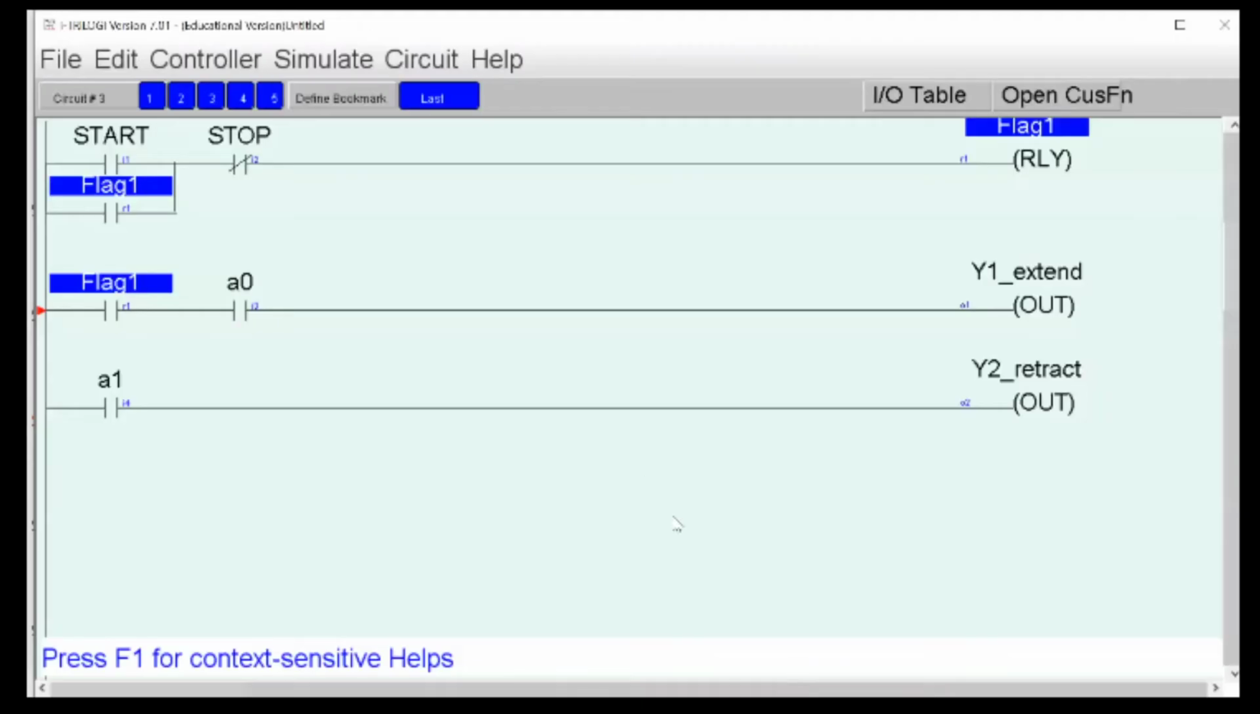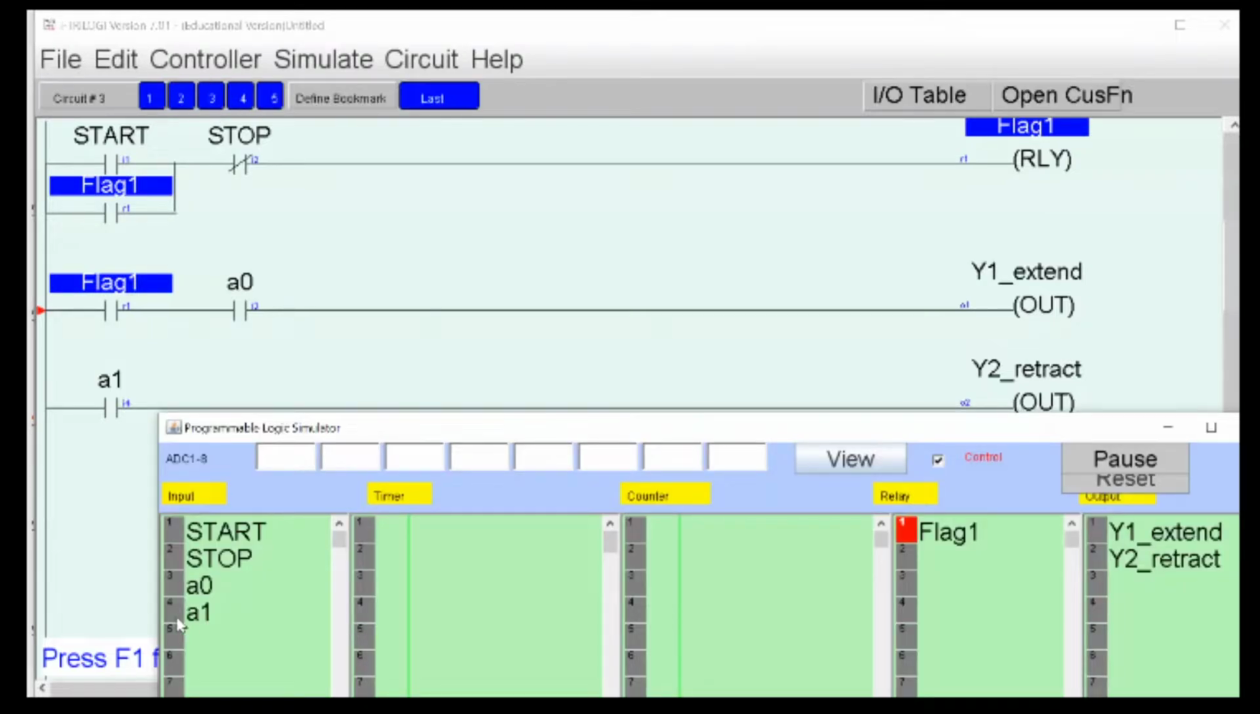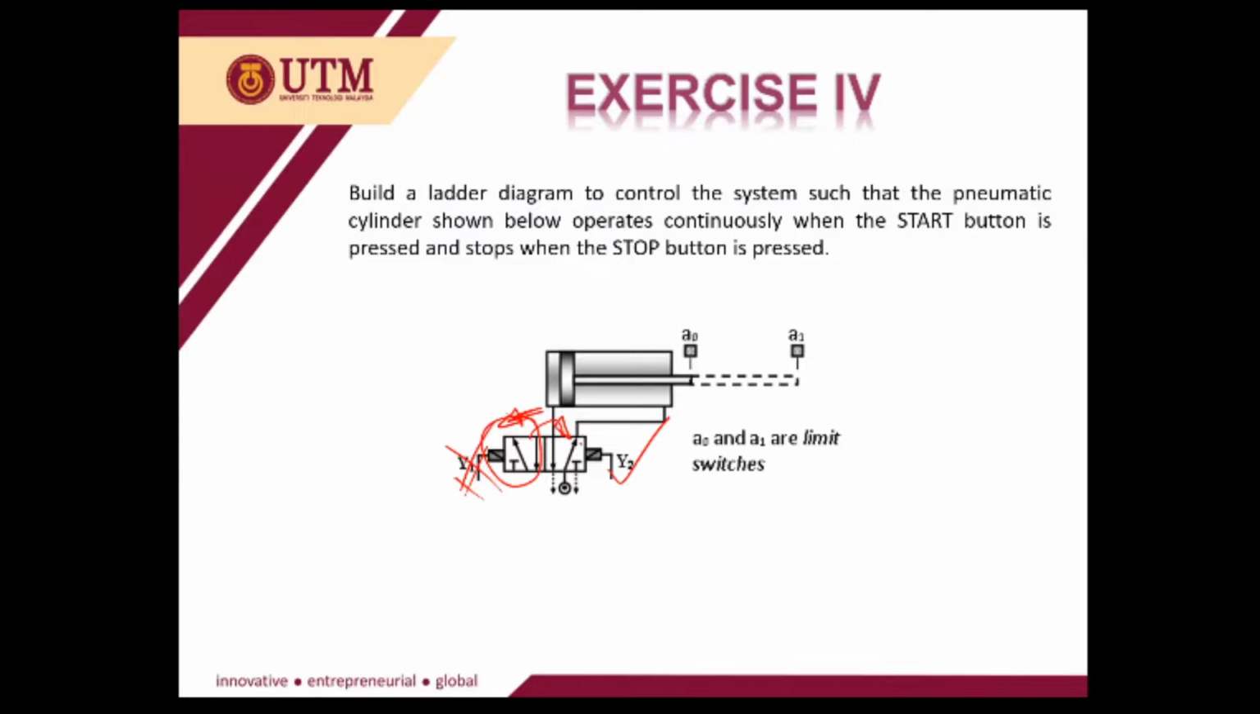So your cylinder will keep on moving until it reaches fully extend. When it reaches fully extend, then it will touch A1. When it touches A1, A1 will energize your Y2, the retract valve, the retract solenoid. In other words, it will energize Y2 and this position will take place. The valve will move from right to left.